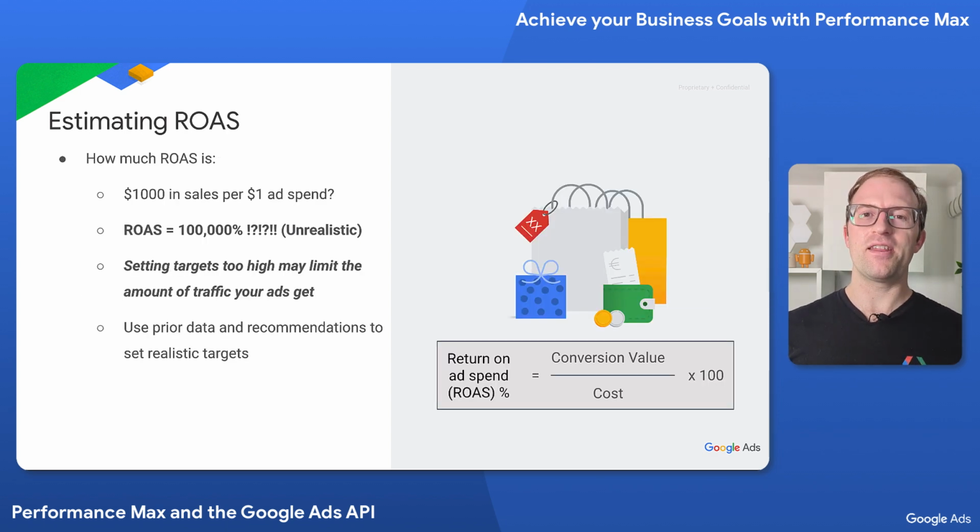So who'd like to get $1,000 in sales for every $1 they spend on advertising? $1,000 in sales for every $1 spent is a ROAS of 100,000%. Doesn't sound particularly realistic, right?